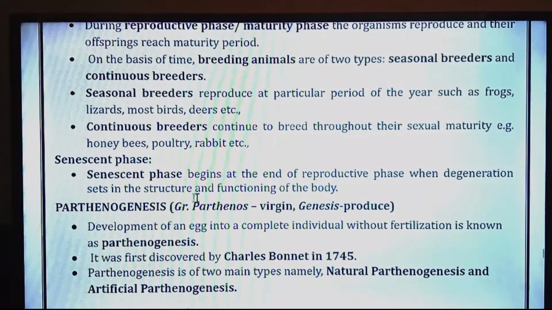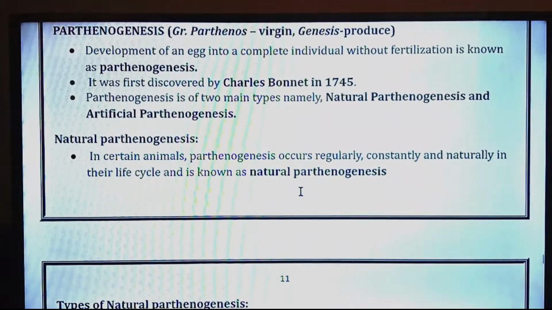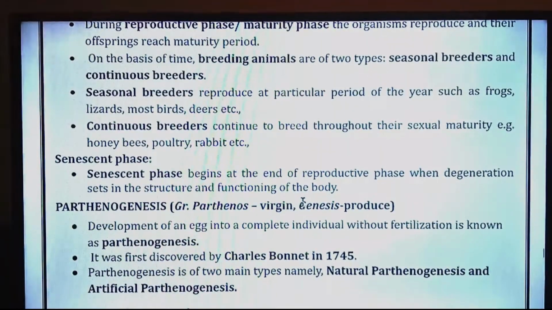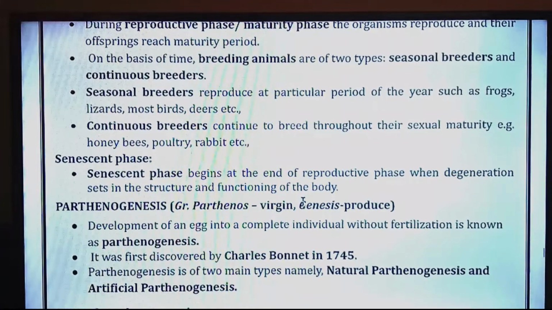So in the structure as well as the functioning of the body. So this is the third phase of the life cycle. Next we shall proceed to parthenogenesis. Partheno means virgin, genesis means produce. That means development of an individual from the single parent without the fertilization.